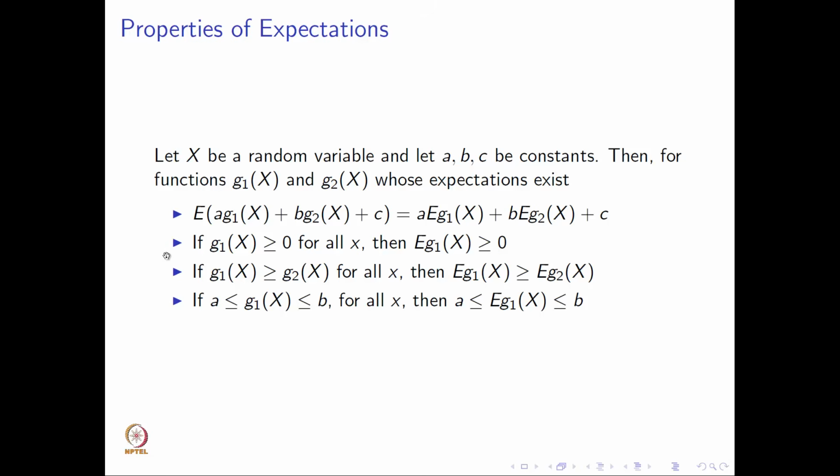According to the next property, if a random variable is greater than or equal to 0 at all points, then the expectation of that random variable is also greater than or equal to 0. Similarly, if one random variable is greater than another random variable at all points, then the expectation of those random variables also follows the same constraint. Finally, if a random variable has values which lie between two constants, then the expectation of that random variable will also lie between those two constants.